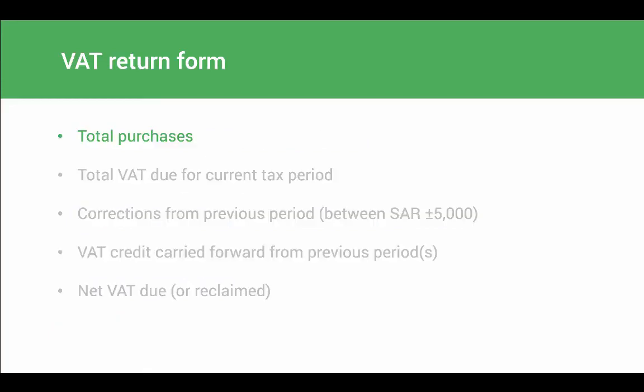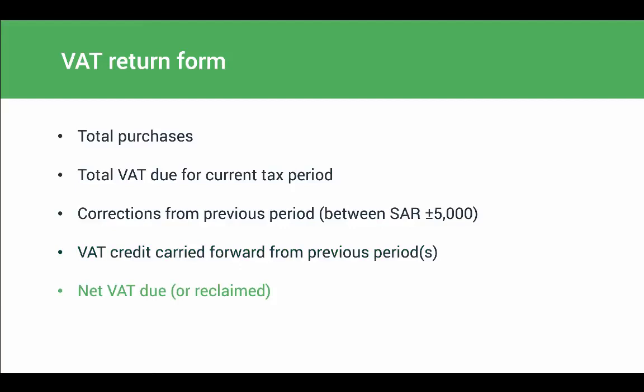Box 12 will contain the amount of total purchases, and box 13 will contain the total value due for the current tax period. Corrections from previous tax period. In case of incorrect entries in previous VAT returns, you can make changes here by mentioning the correct amount. VAT credit carried forward from previous periods. The credit and VAT amounts from previous filing periods that were not claimed or refunded will be listed here. This amount will be deducted from the total VAT due for the current filing period.